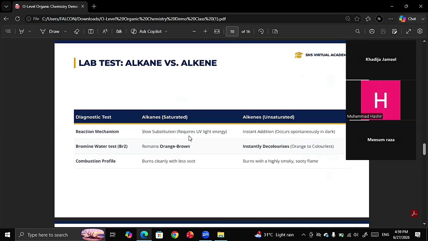Now there are some tests to check whether the compound is an alkane or an alkene. In alkanes there is a slow substitution reaction, but in alkenes there is an instant reaction. In the bromine water test, alkanes are not reactive, so the orange-brown water remains orange-brown. But in the case of alkenes, the water becomes colorless. And in their combustion profile, alkanes burn with less soot, and alkenes burn with a highly smoky and sooty flame.